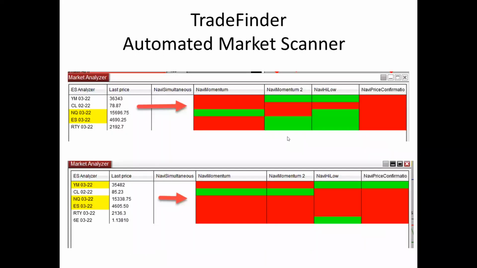Another tool we provide is the Trade Finder. The Trade Finder is an automated market scanner. You can see here we had some signals. We get everything red or green on the screen, all the columns. The red would be an indication to look for a short trade. Here's crude oil. And here we had everything red on the NASDAQ, E-mini, and the Russell all at the same time. It's an automated market scanner, especially useful if you're trading a lot of different markets and you want to zero in on the best markets to trade.